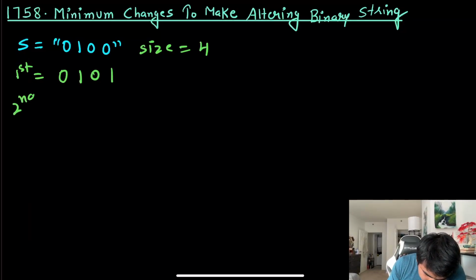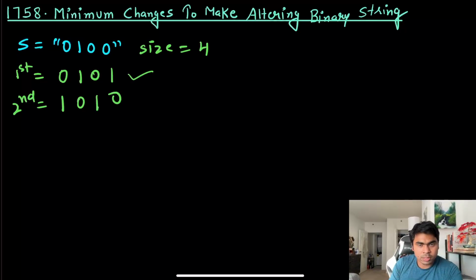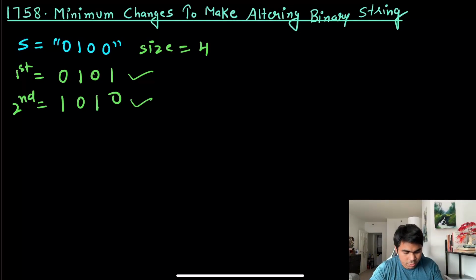What is the second possibility? It's going to become a super simple problem going onward. Now what is the second? Well, that will start with 1. So 1, 0, 1, 0. Now this is one alternating string and this is another alternating string. Now which one of these is closest to our original string? Whichever of these is closest to my given string, that will give me the minimum operations, right?